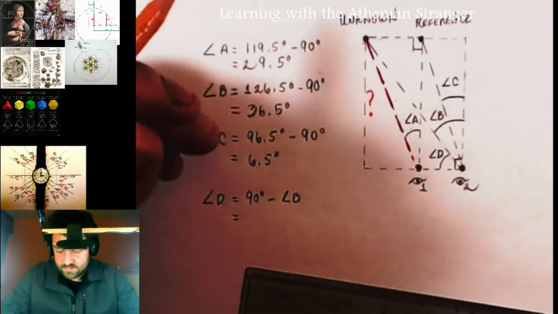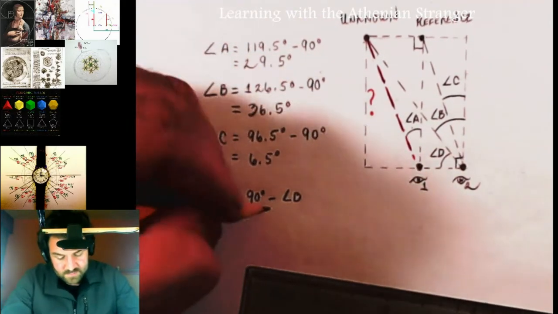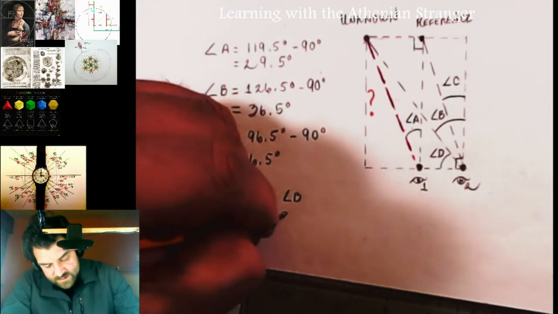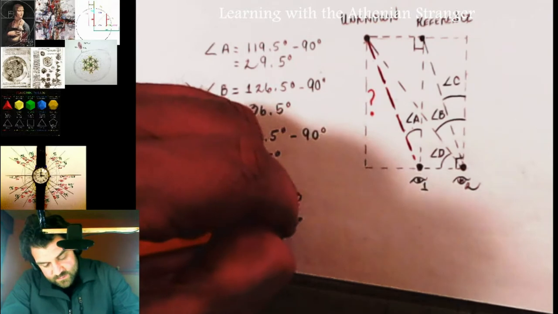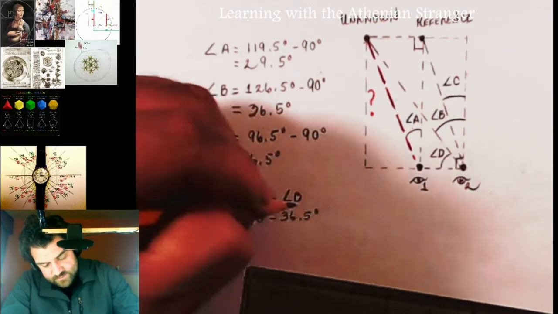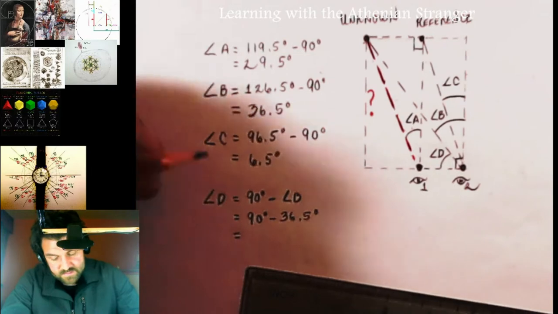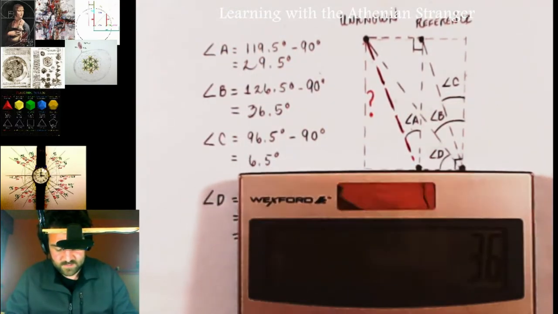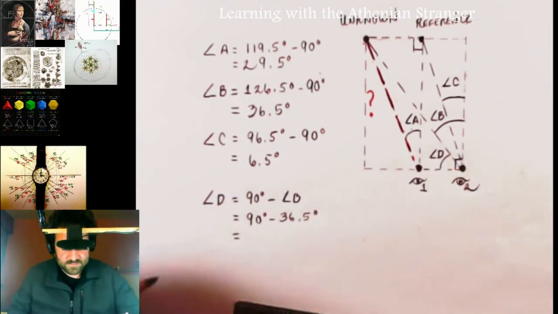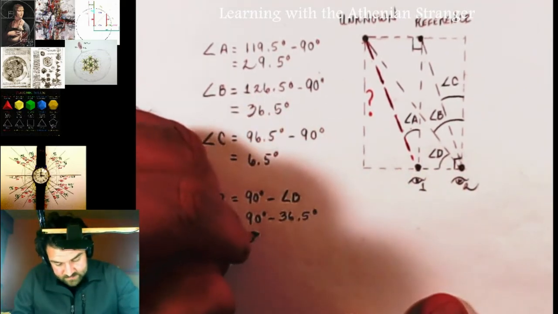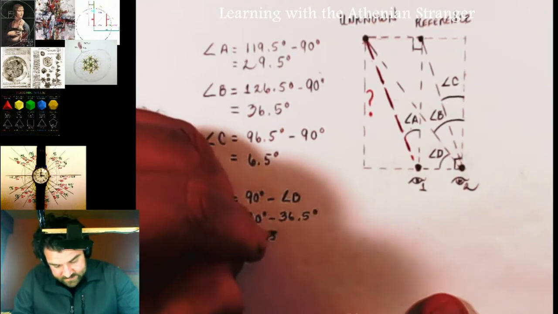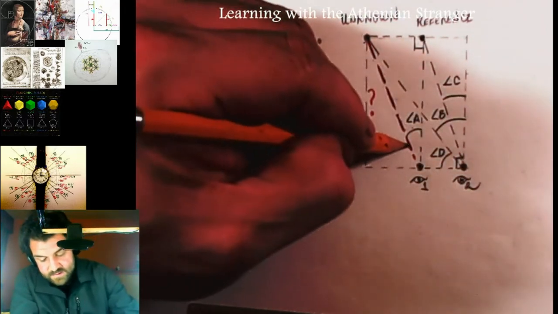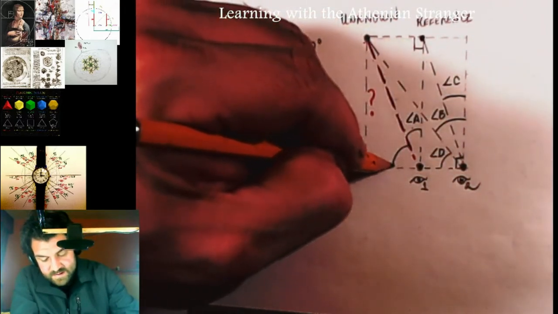Fair enough. Angle B was 36.5, so I'm going to subtract 36.5 from 90. 90 minus 36.5 degrees equals 53.5. 53.5 degrees, that's angle D. Now there's another angle over here. We'll call this one angle E.